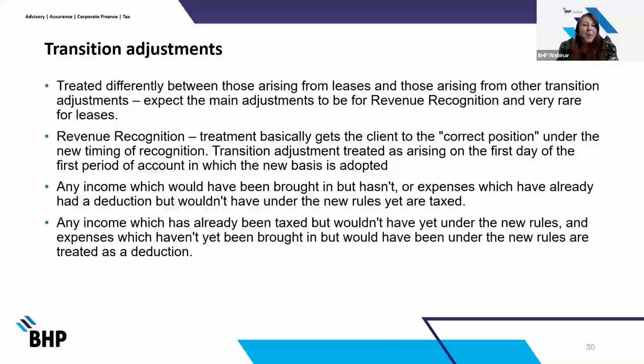In terms of the transition adjustments themselves, they're treated differently between the leases and the revenue recognition transition adjustments. In terms of the revenue recognition adjustments, the tax position basically gets you to the correct position under the new timing of recognition. So if we have some income that should have been taxed, but we're bringing it in now on the first day of the accounting period where the new basis is adopted, that will get taxed on that day. Similarly, if we have some expenses that we should have brought in under the new rules, they will get treated as being allowable on that first day. So any revenue recognition transition adjustments just get treated on the first day as either being taxable or allowable to get you to the position that you would be in going forward.